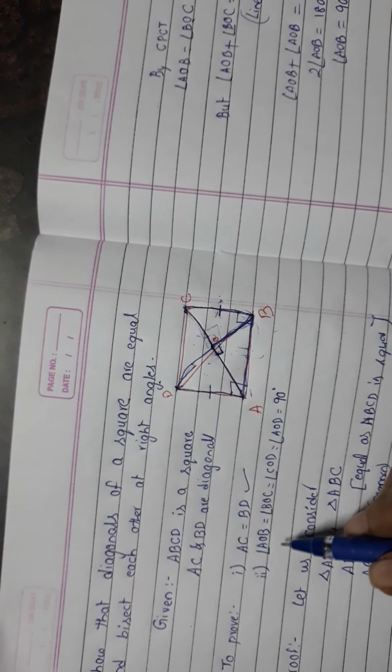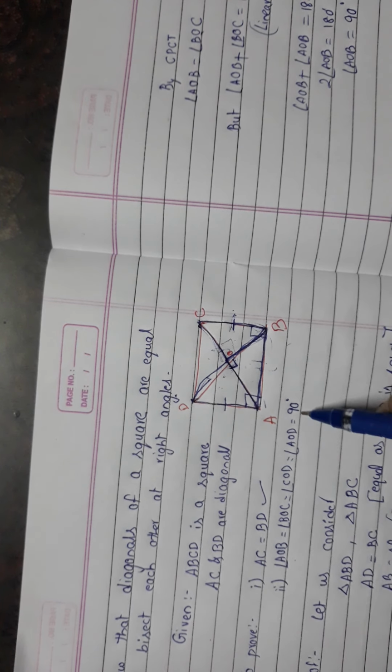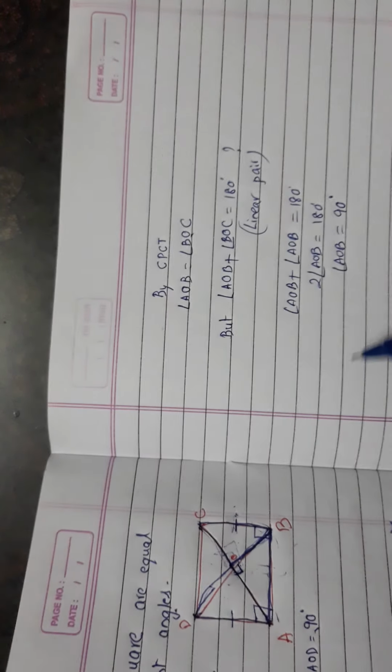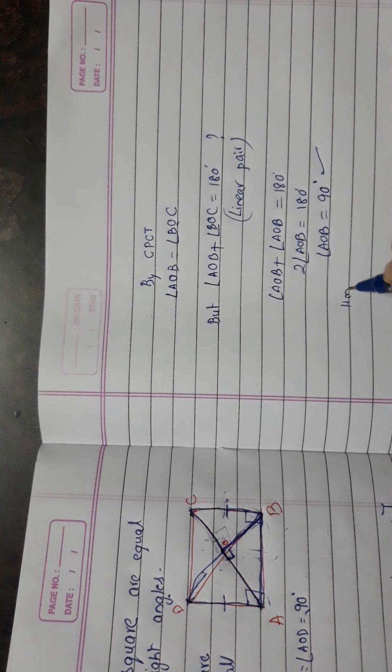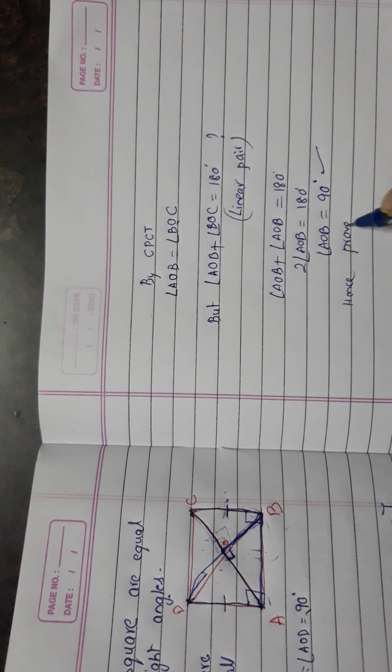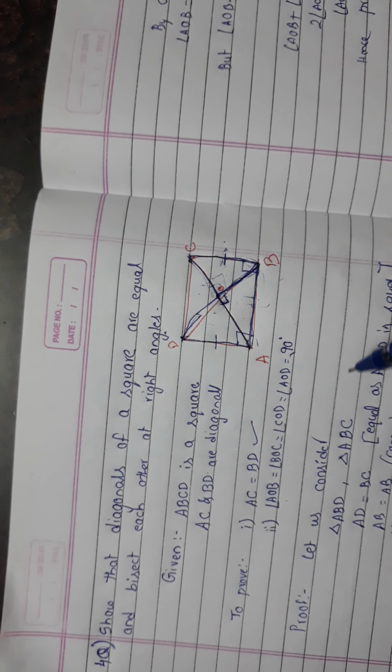So what you have to prove? Angle AOB is equals to BOC equals to any one angle. If I prove as 90 degree, that is sufficient. Hence we got angle AOB is 90 degree. Hence it is proved. So understand this question very well, children. It is a very important question. Hope you have understood this.